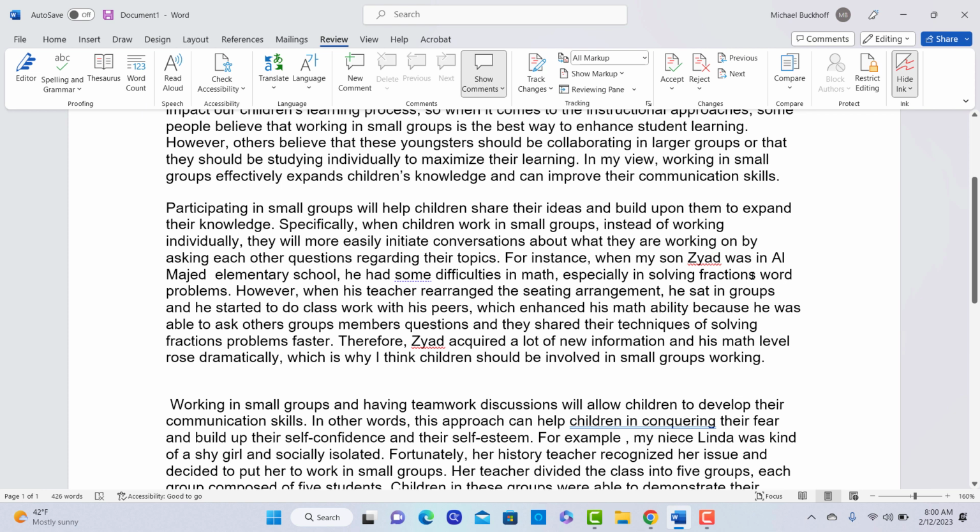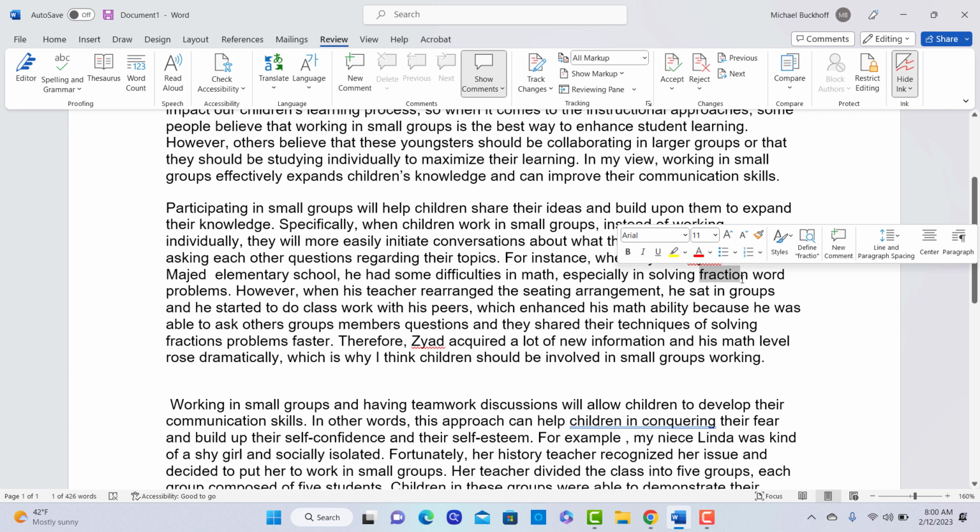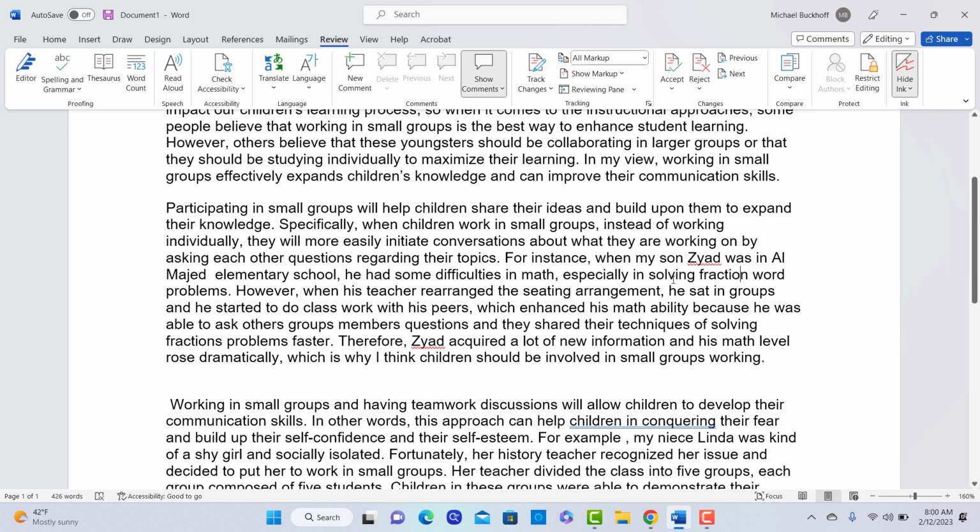I'm going to put "solving fraction word problems." So I'm removing the S from "fractions" because you're putting it in front of a noun. Even though it's a noun, it's occupying an adjectival type position, and adjectives don't take the plural S, especially in "solving fraction word problems."